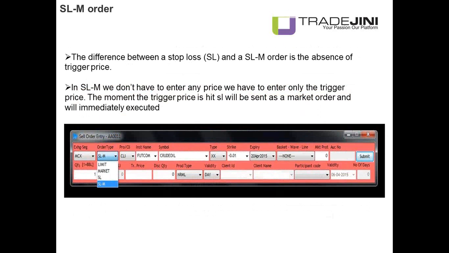In a normal stop loss order, at a time when the market is moving up very sharply or falling very sharply, there can be chances that our stop losses get jumped. But in a stop loss market order, we only put a trigger price. There, it is very unlikely, only a remote chance, that our orders may not get executed.